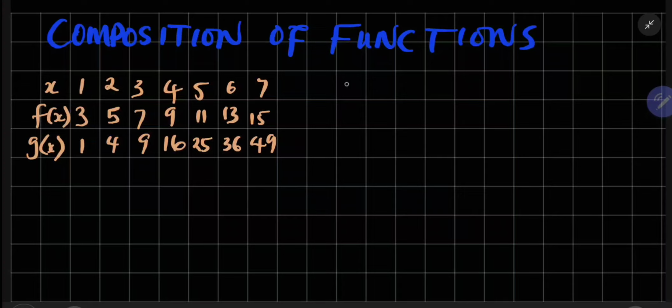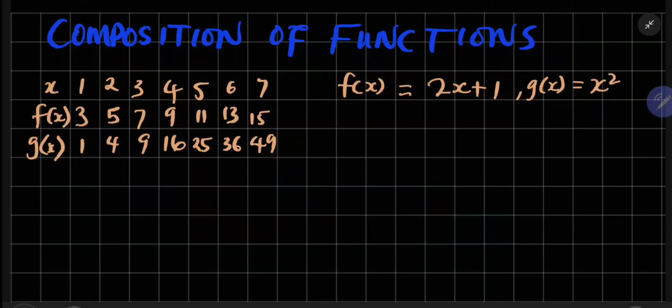written this way. First off, this is a table of values of inputs from 1 to 7, where the function f of x is 2x plus 1, as you can see, where x is 4, 2 times 4, that's 8, plus 1, 9. And your function g of x is x squared.